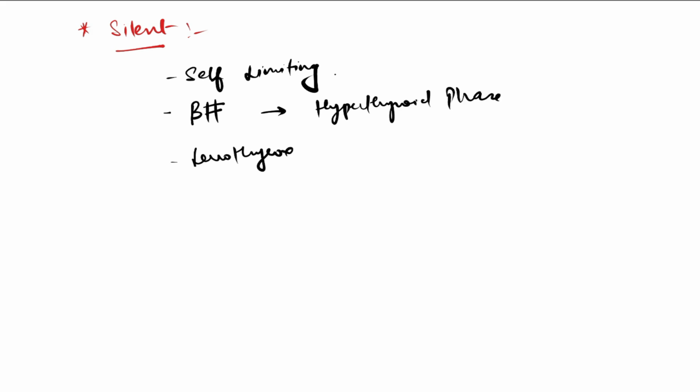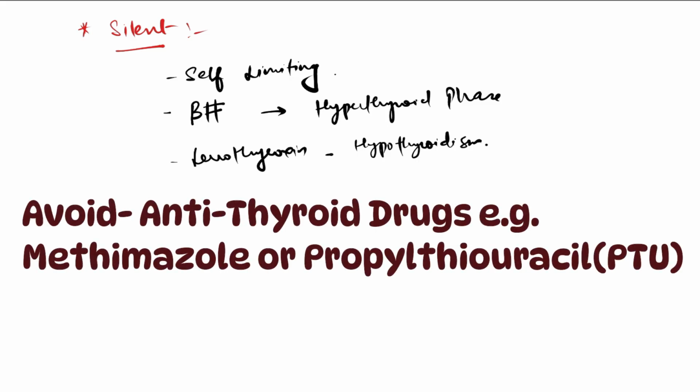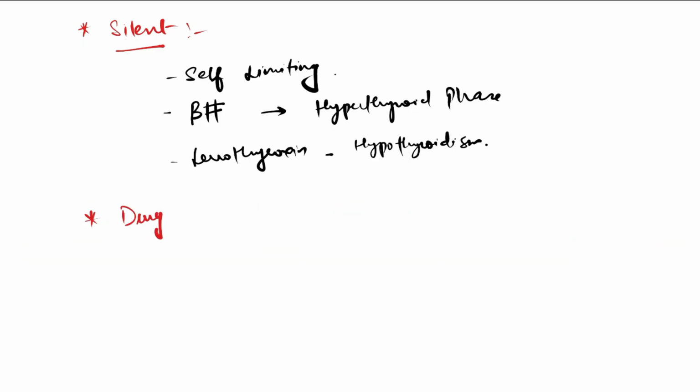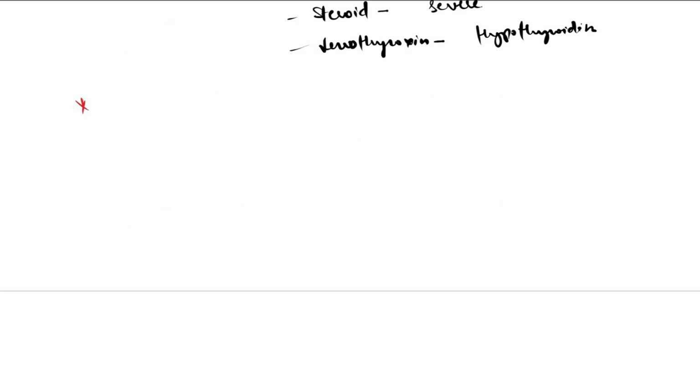And in case of silent thyroiditis, usually self-limiting, beta blocker in hyperthyroid phase and levothyroxine if prolonged hypothyroidism. Avoid anti-thyroid medication. For example, methimazole and propylthiouracil are not effective since hormone excess is from release, not synthesis. If the thyroiditis is drug induced, then stop or reduce the offending drugs if possible.